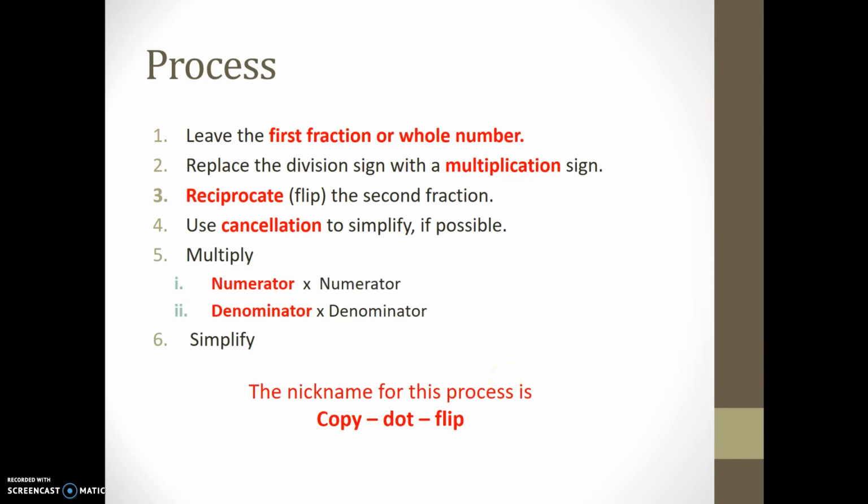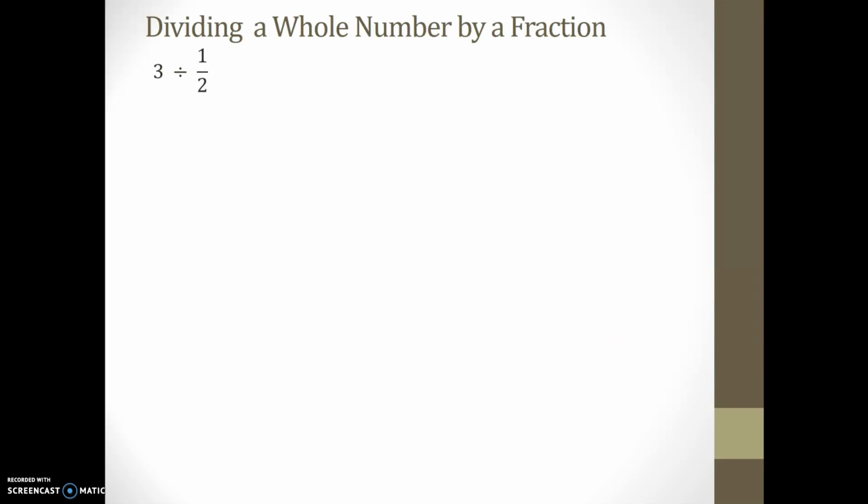This process is called copy-dot-flip. The reason we call it this is because those are, in a nutshell, the steps that we're taking to solve these division problems. We're going to copy the first fraction or whole number. We're going to write a dot instead of a division sign that stands for multiplication, and we're going to flip the second fraction, and then we just multiply. Let me show you what I mean. Let's do a couple example problems.